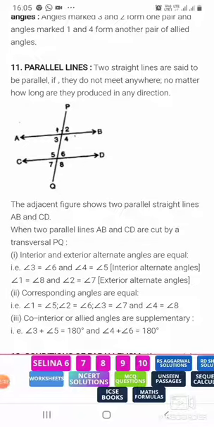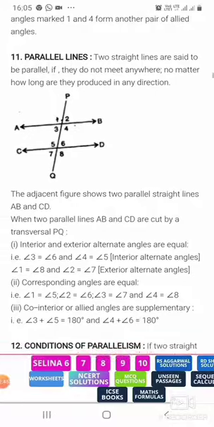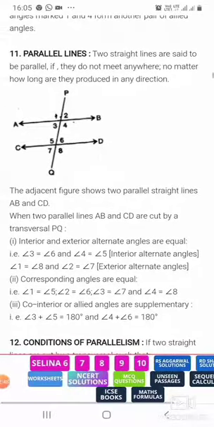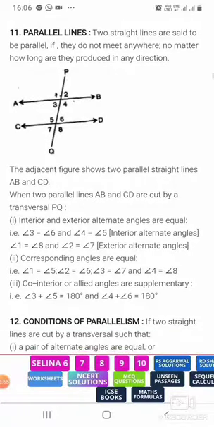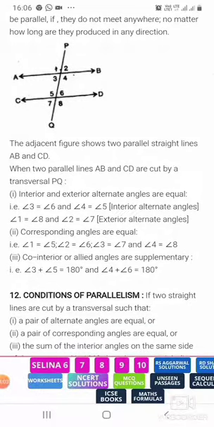And when you take PQ, a transversal, so here two straight lines are said to be parallel only when they will not meet anywhere, and no matter how long they are produced in either direction. I told you, infinite distance. And in the adjacent figure, when you take AB and CD, AB and CD are two parallel lines and PQ is any transversal cutting these two lines at two different points, where it is actually generating 4 angles. The 4 angles are formed because of each intersection point.